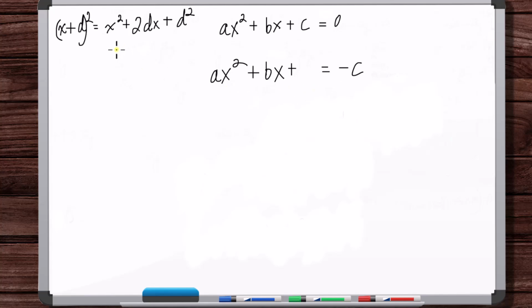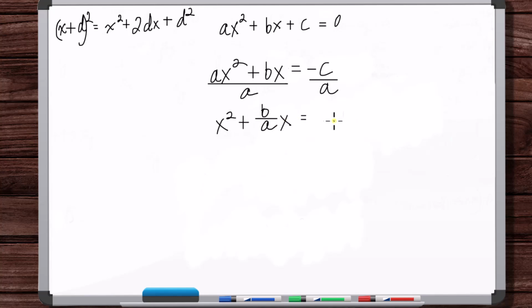So we want to find out what d is, to make a perfect square trinomial here. Well, no, we can't do this yet. We need to first divide through by a. Right now, this is what we have at the moment. We just subtracted c from both sides. Now we need a coefficient of 1 in front of the leading term. So we've got x squared plus b over a x is equal to minus c over a.